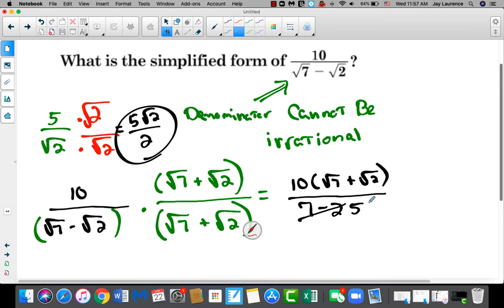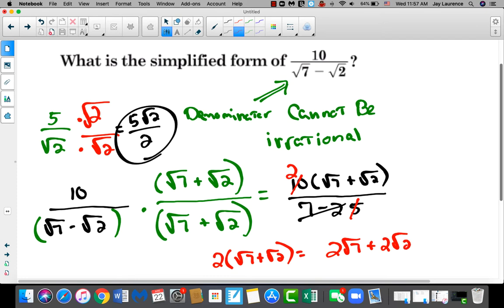Now this 5 can cancel into that 10 2 times, and so now I have 2 times the quantity of rad 7 plus rad 2. And if I distribute that, I get 2 rad 7 plus 2 rad 2. Can't combine them because they're not like terms, but now I have a rational denominator. It's 1, right? 1 is a rational number.